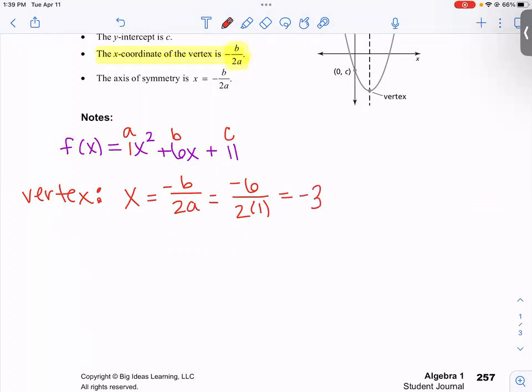Okay. To find the x coordinate of our vertex, we take -b over 2a. B is 6, a is 1. That's how I got these numbers.